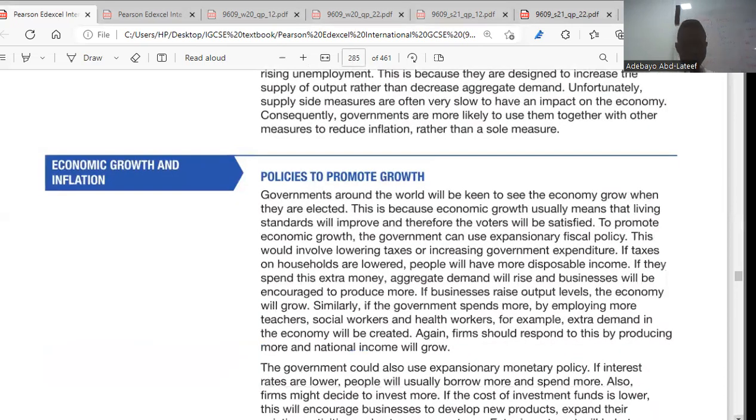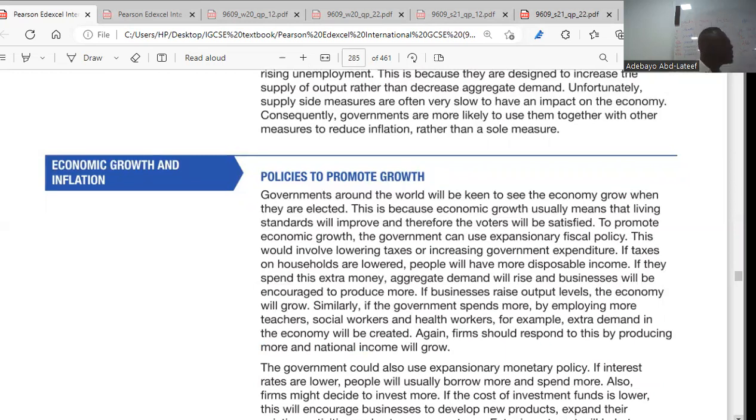Economic growth and inflation. It says, policies to promote growth. Governments around the world will be keen to see economic growth when they are elected. This is because economic growth usually means that living standards will improve, and therefore the voters will be satisfied. To promote economic growth, the government can use expansionary fiscal policy. I'm going to stop there first.